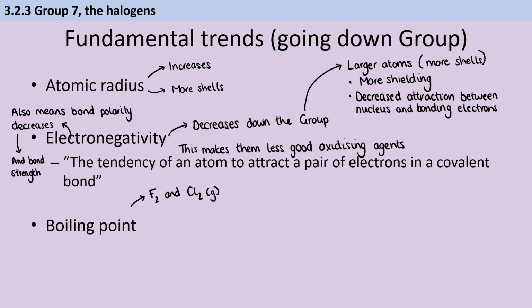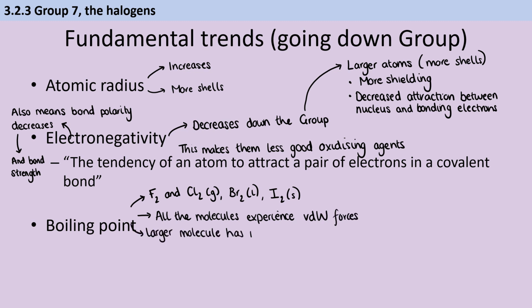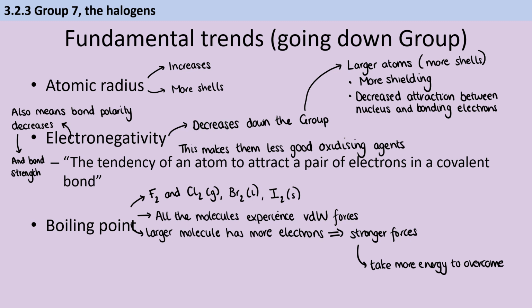In terms of the boiling points, we know that fluorine and chlorine are gases, where bromine is a liquid and iodine is a solid. And so all of these small covalent molecules are experiencing van der Waals forces. But because bromine and iodine are larger atoms and they make larger molecules that have more electrons, the van der Waals forces are stronger. This means that they take more energy to overcome, and therefore iodine is going to have a higher boiling point than bromine, and bromine higher than chlorine, and so on.